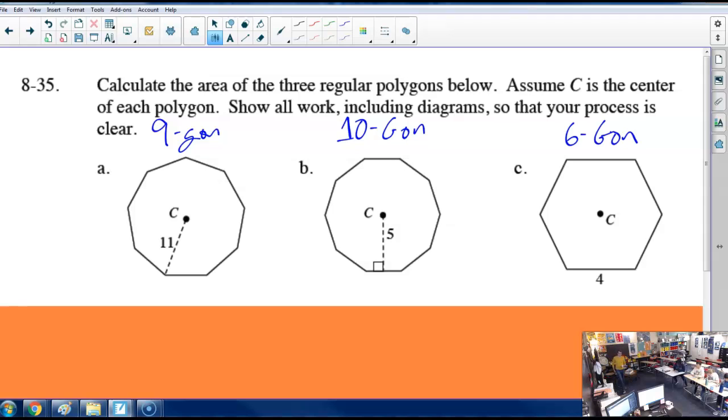Yeah, I want to help you guys. I want to set the timer for 5 minutes and not say anything unless you guys tell me you're done. Wait, where's the 6-gon? The 6-gon's number 5, right?